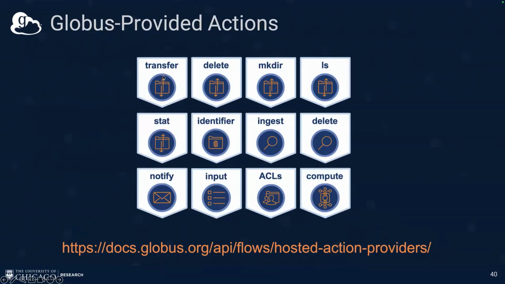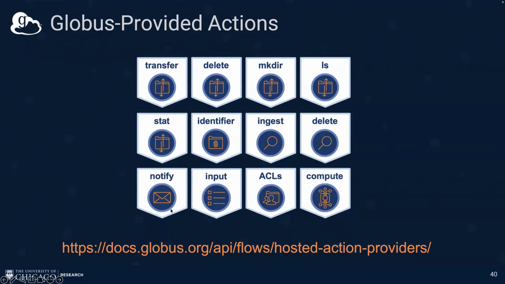There are actions for transferring, so starting a transfer, for deleting files, making a new directory, listing the contents of a directory, checking to see if a directory or a file exists somewhere. Those are all provided by the transfer service. We have an identifier service that will mint persistent identifiers for you. It provides an identifier action for creating an identifier. Our search service allows you to ingest data into a search index or delete things from a search index.